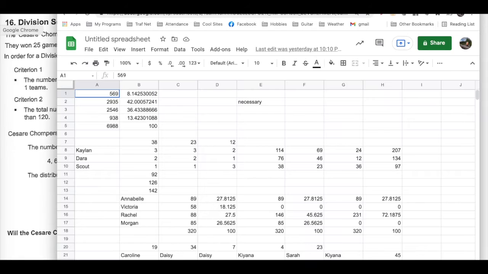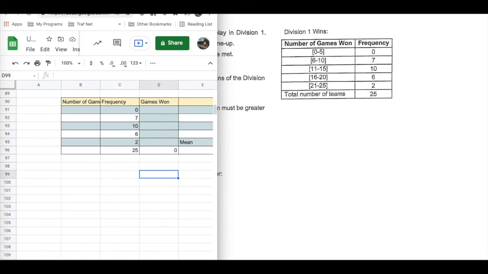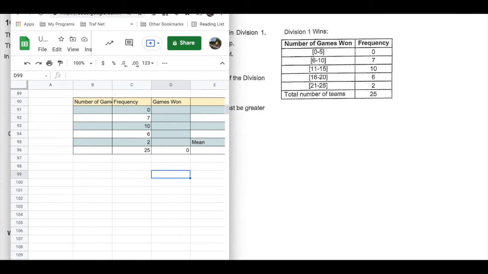So let's go and do that in a spreadsheet. I'm looking at the range between 0 and 5. That's actually 6 numbers: 0, 1, 2, 3, 4, 5. Your two middles are obviously going to be 2 and 3. Take the average of them, 2.5. It's going to be multiplied by 0 anyway, and we're still going to get 0 games.